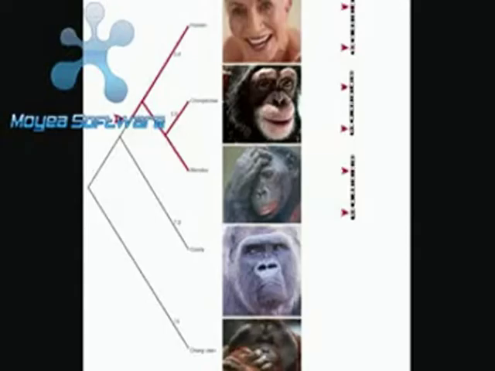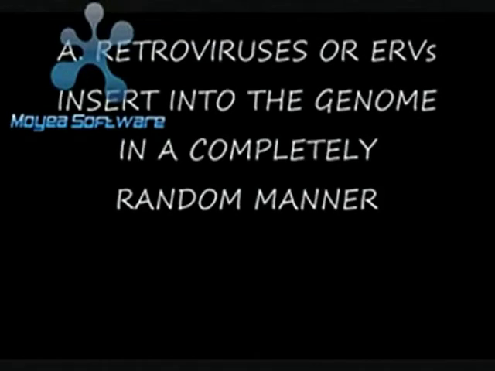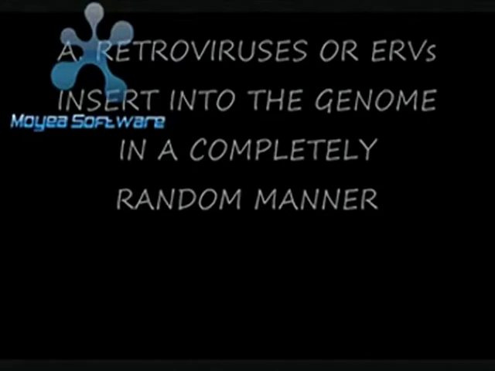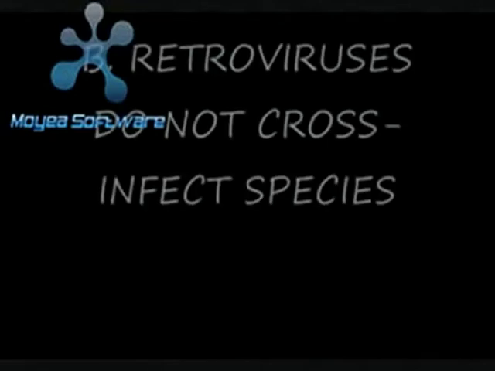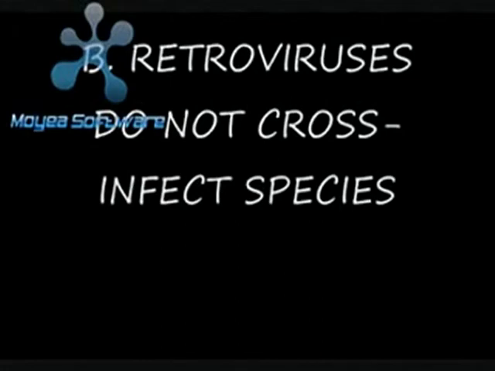Now, this argument is based on two assumptions. One is implicit and one is explicit. First of all, the explicit assumption: that viruses or retroviruses insert into the human genome in a completely random manner. The second assumption is an implicit assumption, and it is this: the retroviruses are species specific. That is, they only infect one species at a time. They cannot cross-infect two species. Now I'm going to point out the flaws in both of these assumptions.